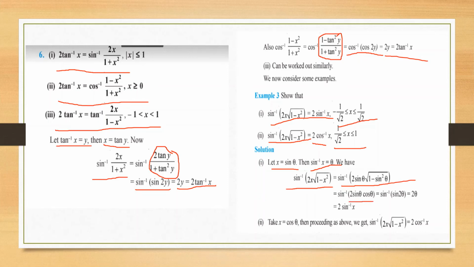Similarly for the second case, we will take x as cos theta, and you can prove that sine inverse (2x root 1 minus x square) equals 2 cos inverse x. Just remember that when x is lying between minus 1 by root 2 and 1 by root 2, this conversion will be equal to 2 sine inverse x, and for x lying between 1 by root 2 and 1, the conversion will be of 2 cos inverse x.